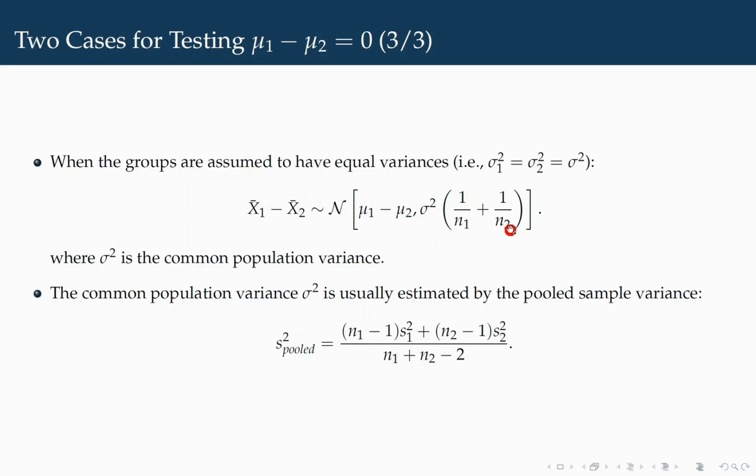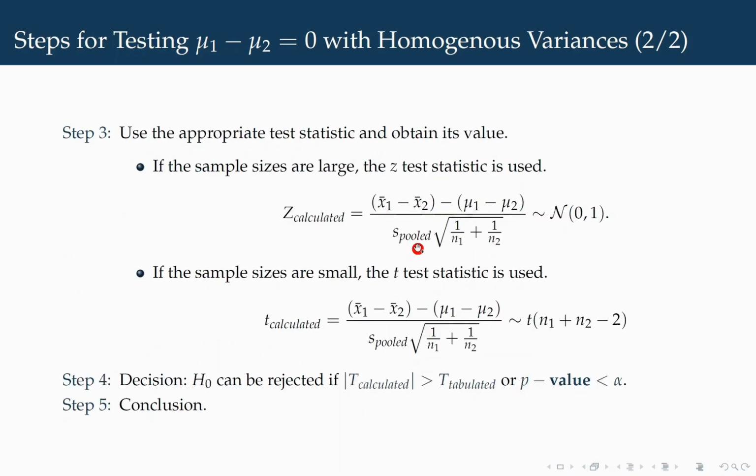This is the variance. We need to find the standard error, or the standard deviation of the sampling distribution of x bar 1 minus x bar 2. And that is root of S pooled square times 1 over n1 plus 1 over n2. So the root of S pooled square can be taken out of the square root as S pooled, which becomes the pooled standard deviation, times root of 1 over n1 plus 1 over n2. Therefore, this will have a normal distribution with mean 0 and variance 1.